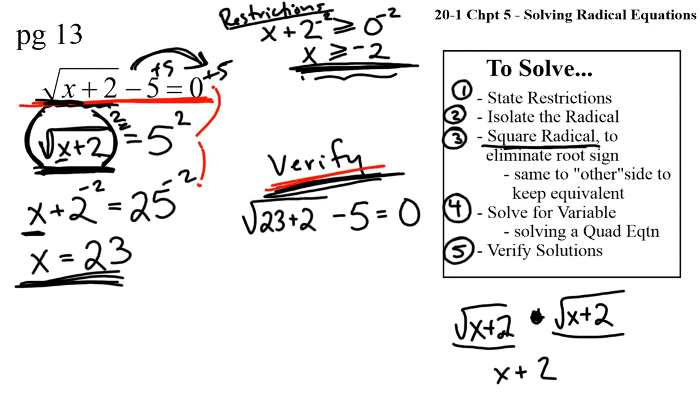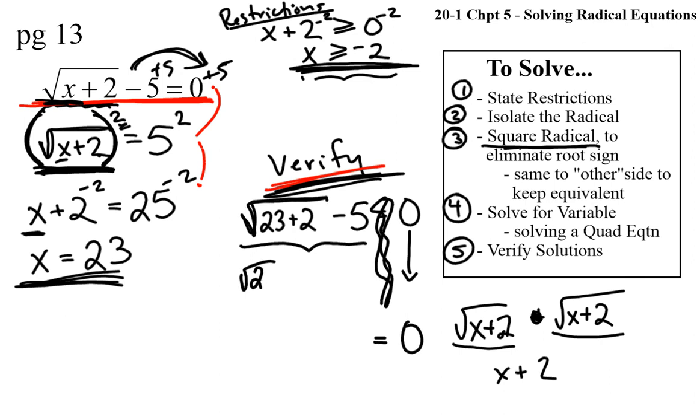Verify, remember, isn't about solving or isolating. It's just about doing the math on the left and the right side separately. We're hoping to get a 0 because that's what's on our right side. Well, the square root of 23 plus 2 is the square root of 25, minus 5. Square root of 25 is 5. And again, the root sign was already there. So it's just the 5.